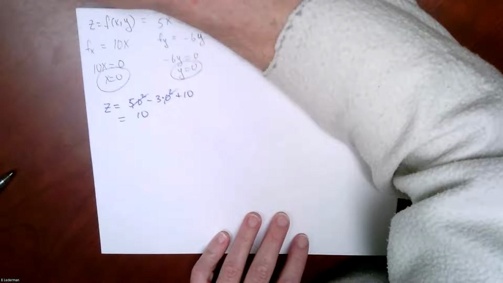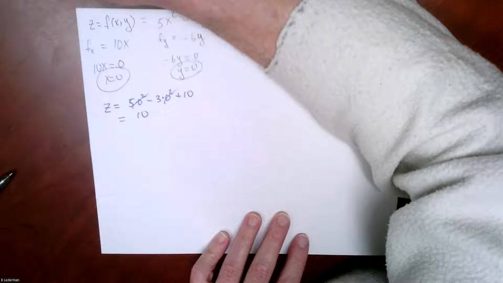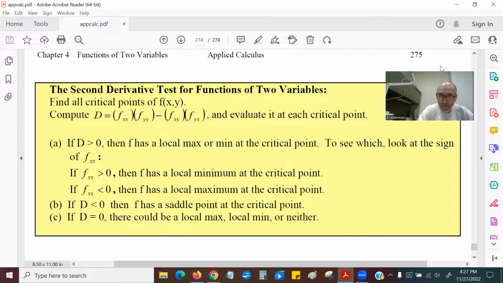Okay, let's move on. We need to go back to the other camera. Let's continue. Let me share my screen. Here we go, sharing the screen. And I want to go through this test. This is the test, and we're going to do a whole bunch of examples of this. But for now, I just want to look at what the test is.